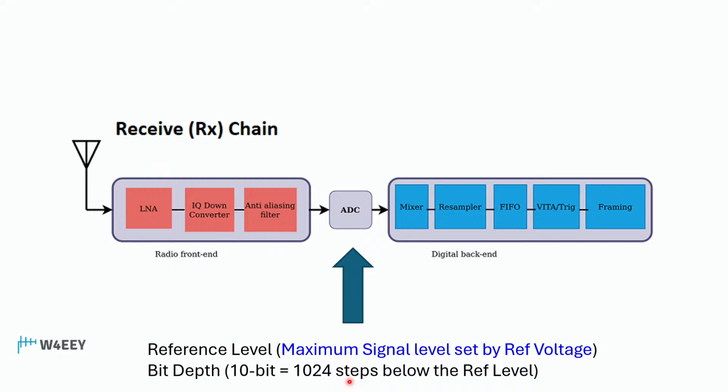What we're talking about here, the analog to digital converter could be right at the antenna. That's a direct capture ADC, or it could be at an IF frequency, which is where we see it here. And this analog to digital converter has a reference level, that's the maximum signal level, and then it has a bit depth. 10 bits, for example, remember, was 1,024 steps. This sets the minimum signal that can be received. This sets the maximum signal.